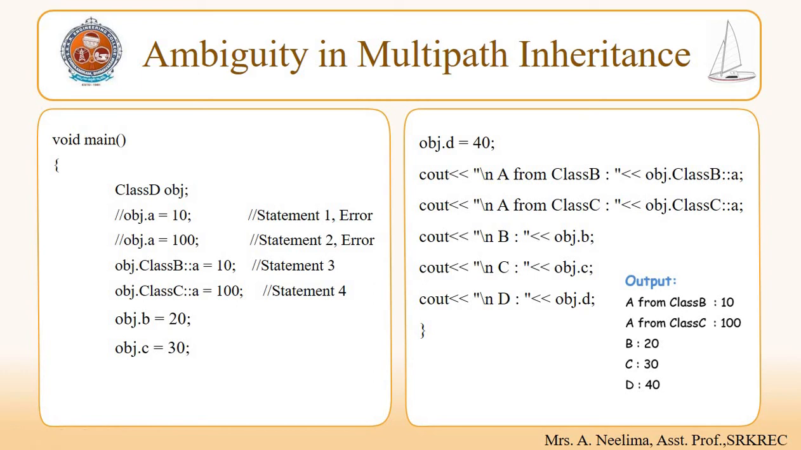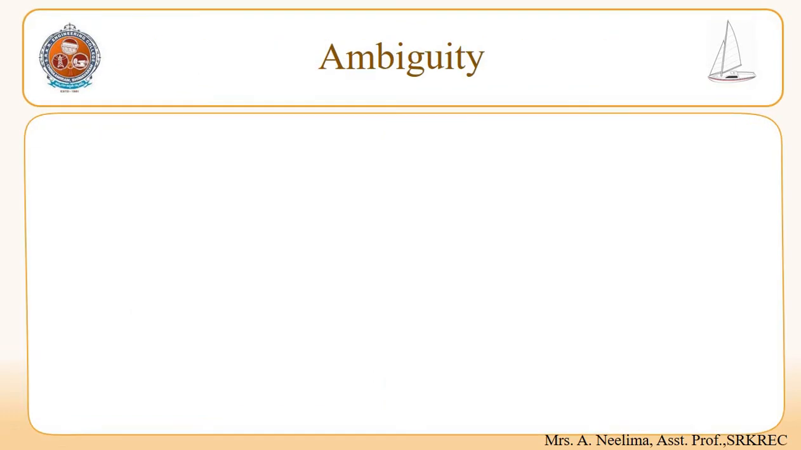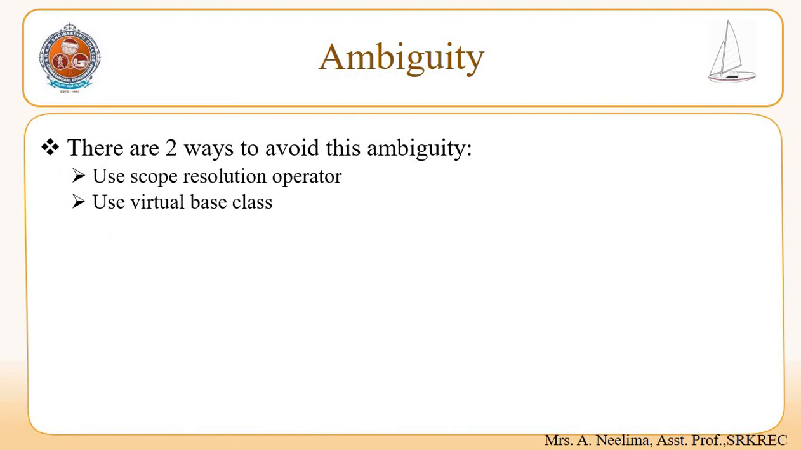So we need to access the data member A of class A through the object of class B. We must specify the path from which A will be accessed, whether it is from class B or class C, because the compiler can't differentiate between the two copies of A in class D. So by writing this statement, we will get an error. Ambiguity occurs. There are two ways to avoid this ambiguity: by using the scope resolution operator and by using a virtual base class.